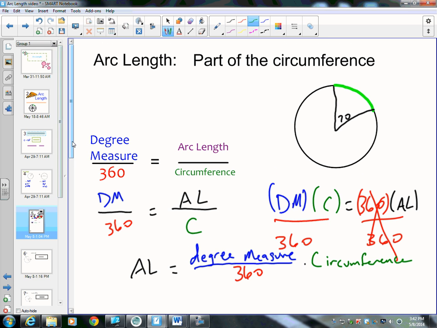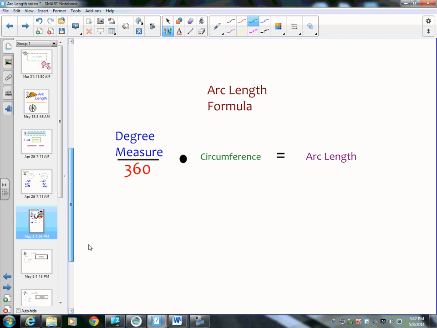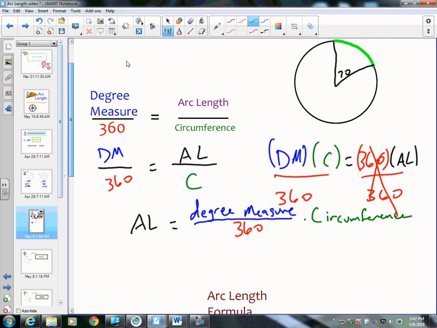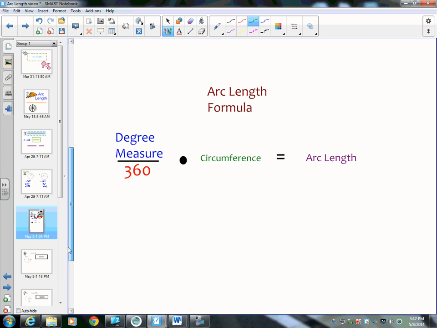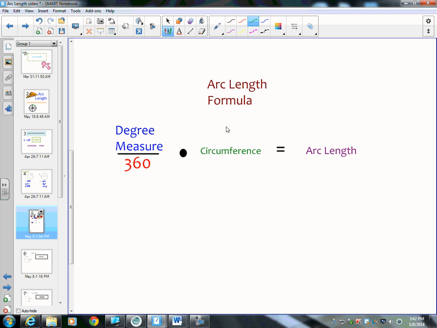Okay, so this is our equation. I have it nice and written out right here. So the arc length formula is, we're going to use degree measure divided by 360 times the circumference, and this is equal to the arc length. Okay, and that's where it comes from. It comes from this proportion right here because it's just part of the circle. Okay, so you can leave it in proportion form, you can solve it just like that, or use this formula. And this is what I'm going to use today.